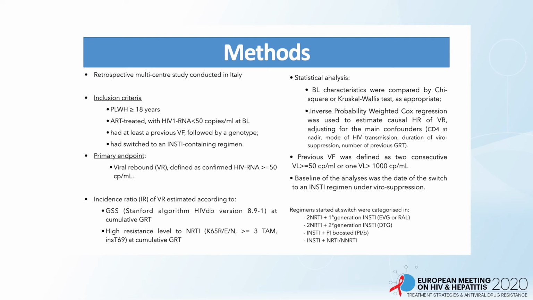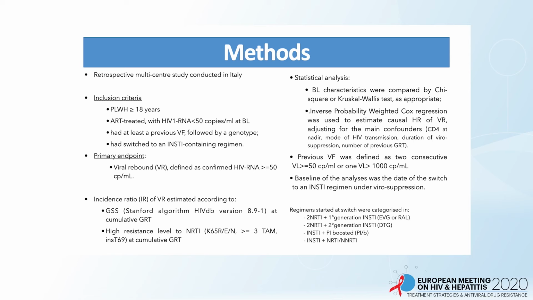We analyzed the incidence ratio of viral rebound, estimated according to GSS and according to high resistance level to NRTI, which was defined as having the K65 mutation, having at least 3 TAM, or having the insertion T69 in the cumulative genotype.